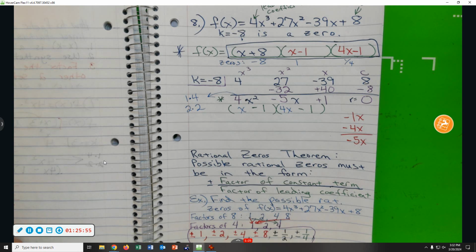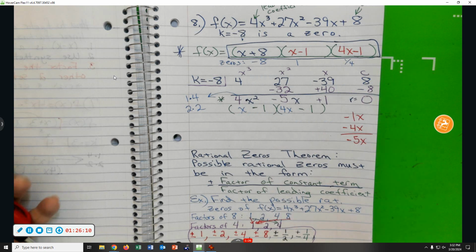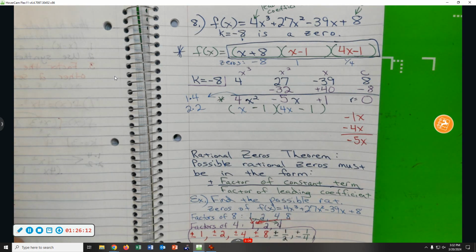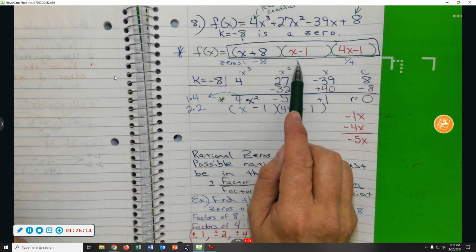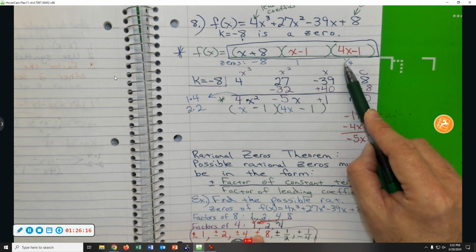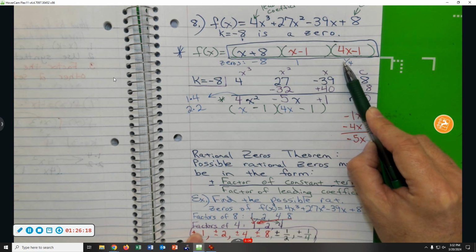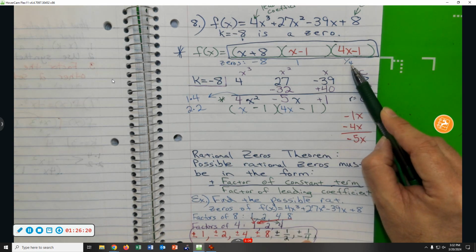So imagine out of all the billions and billions and trillions of numbers out there in the world, here's a list of 2, 4, 6, 8, 10, 12. These are the only 12 that could possibly make that function equal 0. Well, do they all make it equal 0? No, only 3 of them. Here we have the actual 3: negative 8, positive 1, and positive 1/4.